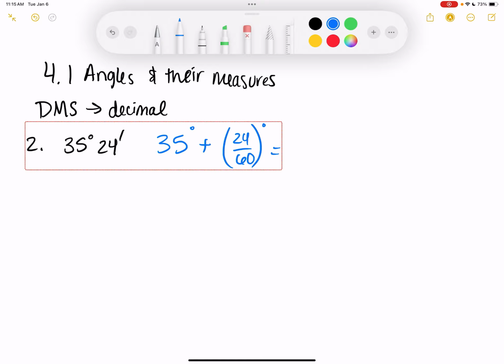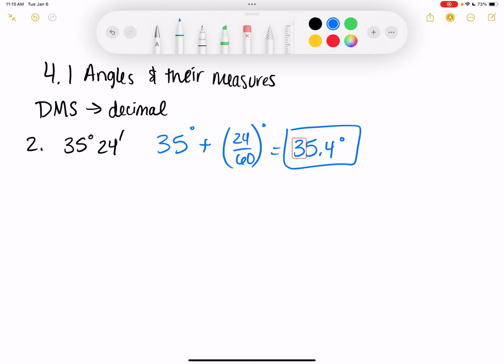At this point, you might need your calculator to do these. Some of them are pretty easy, like 2 over 5. As a decimal, that would be what? 0.40. Yep. So 35.4 degrees would be the answer to this one.